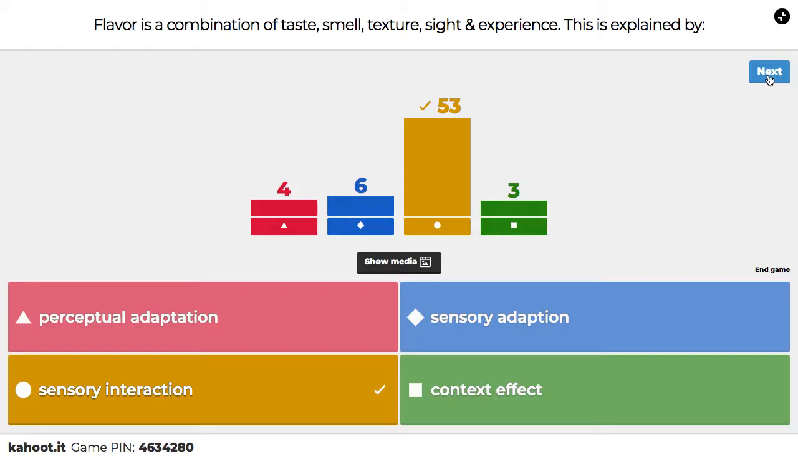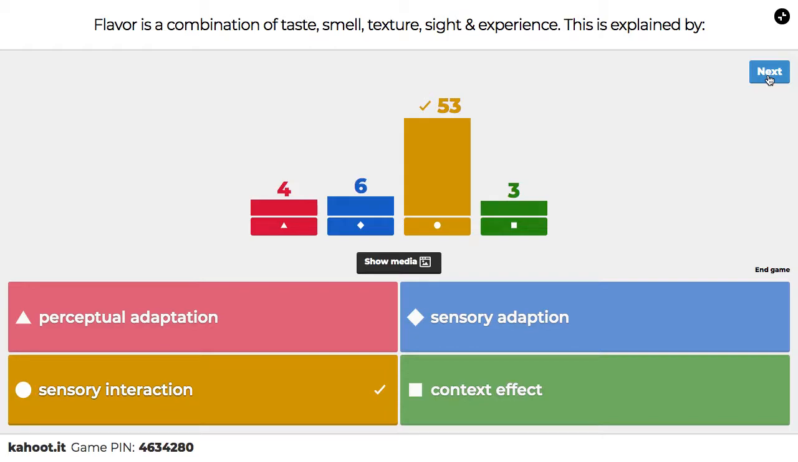Quiet. Sensory interaction is what we did with the Starburst. So taste, smell, texture, sight, and experience. That's sensory interaction: one sense depends on another. If I couldn't smell, like when I plugged my nose, it was hard to taste.